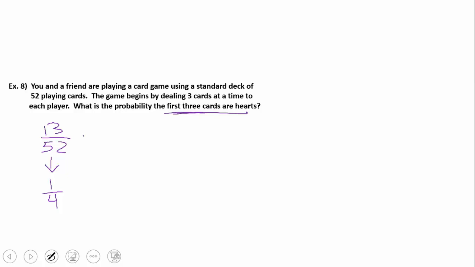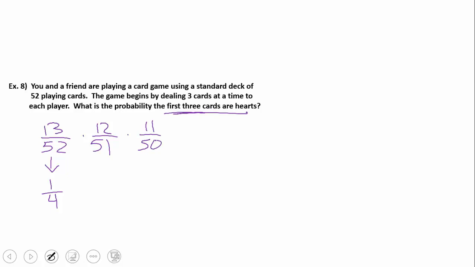Now we're going to the second one. Well, if we go to the second one, we've already gotten a heart. So there's not 13 left anymore, there's only 12. And there's not 52 anymore, there's only 51. And when we go to the third card, well, the first 2 were hearts, so now there's only 11 left. And we've taken 2 cards, so now there's only 50 cards left.